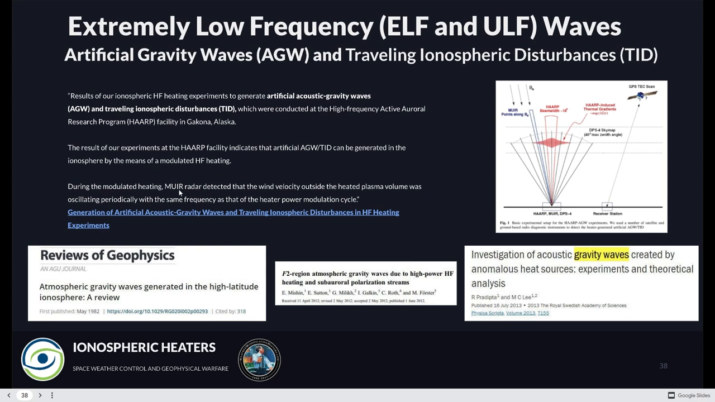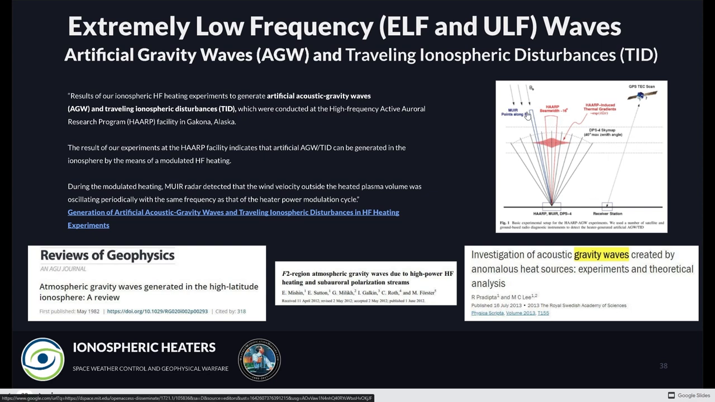During the modulated heating, the MUIR radar, a smaller radar at the HAARP facility, detected that wind velocity outside the heated plasma volumes was oscillating periodically with the same frequency as that of the heater power modulation cycle. Now, a lot can be derived from that. So when they were creating artificial acoustic gravity waves and traveling ionospheric disturbances, were they actually modifying the weather because the wind was now resonating with the heater frequency?